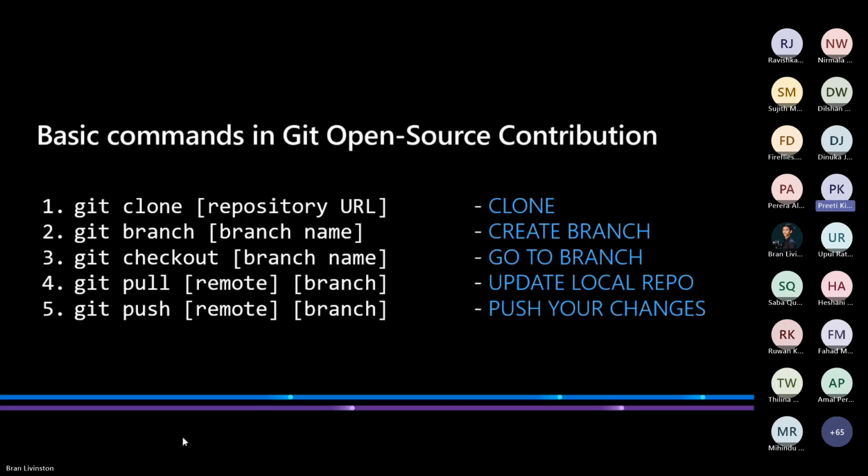Then we have git branch. After cloning that particular project onto our local machine, we can create a branch to work on our new feature or issue. For that, we have the command git branch and the branch name. This will create the branch, but to go into that branch, we have git checkout and the branch name. So we can go to that branch and work on our issue.